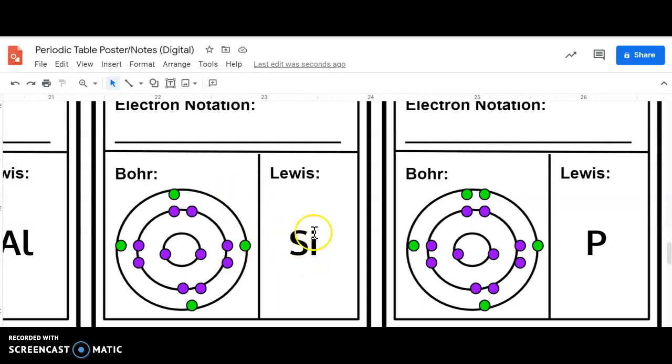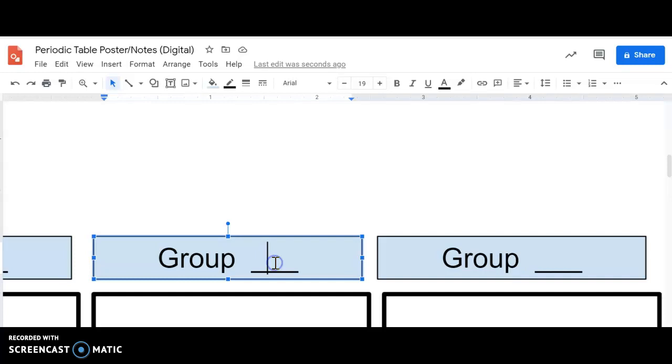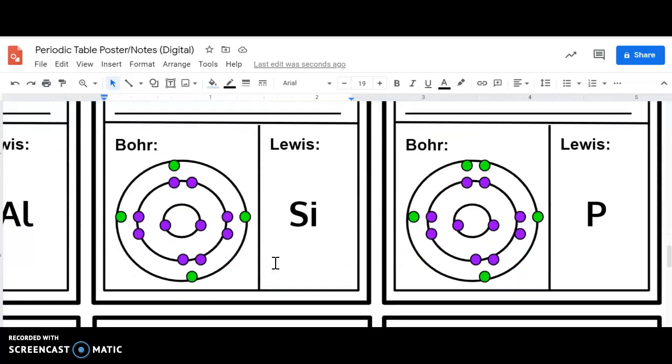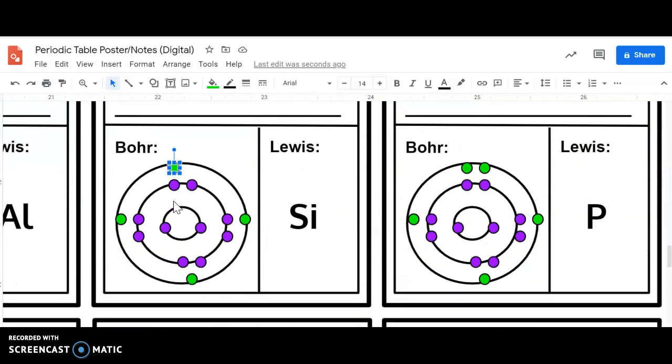Then, with that, you'll use your Lewis structure. Lewis structure is whatever's on the outside ring. So you can never have more than 8. This one is in group 4. So you have to write group 4 up here. You just click on it and write 4. So that means that it has 4 on the outside. So this is correct. So we're going to click on our green.